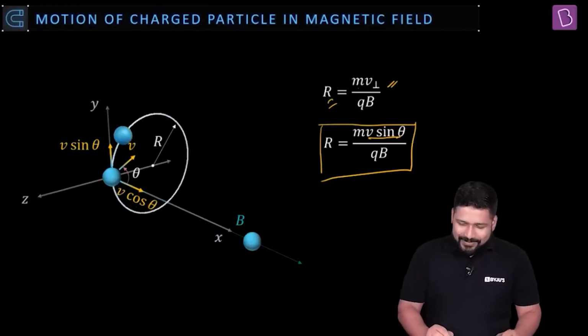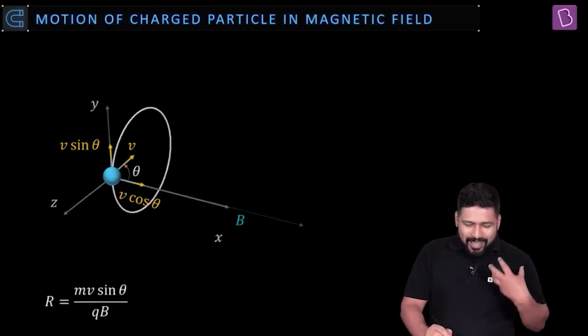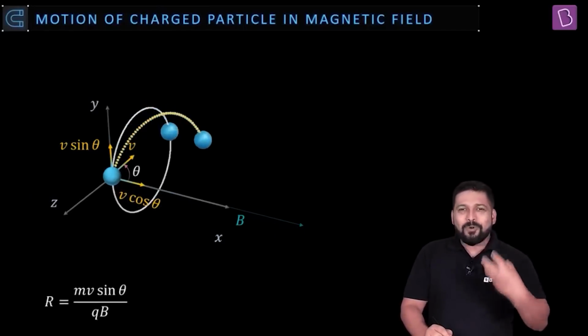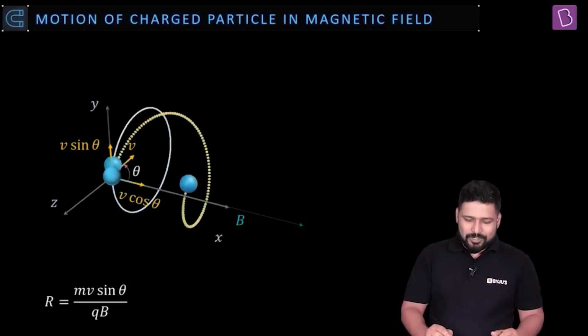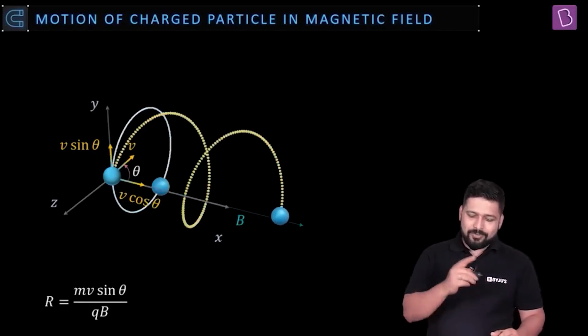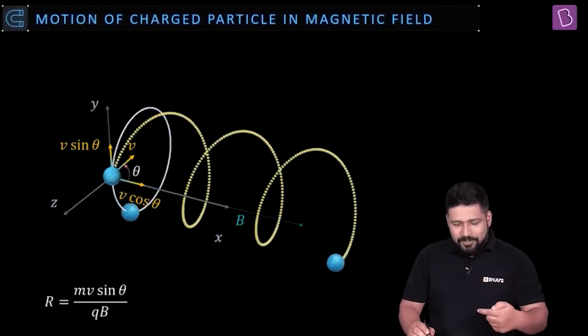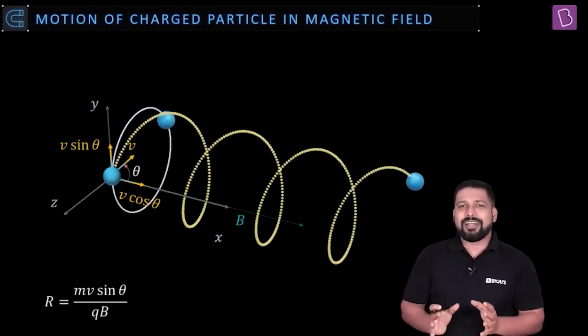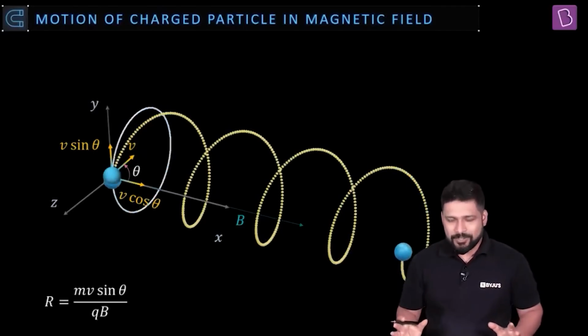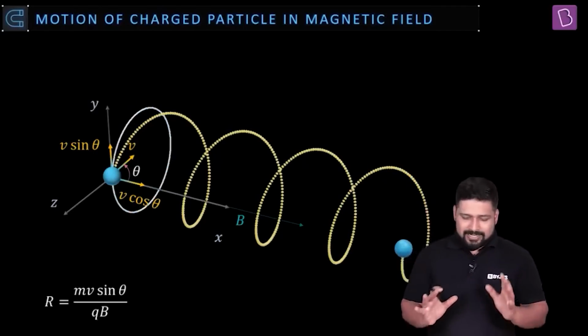All right. So if you talk about this, what happens actually is the motion looks something like this. One, you can see how it is moving in a circle. Another one, you can see how it is making a path like this, which is called a helix. This is a helical path. All right. So the motion is like this.